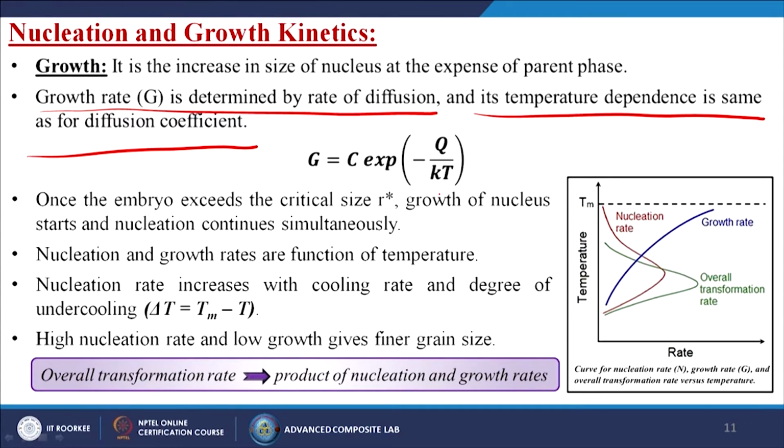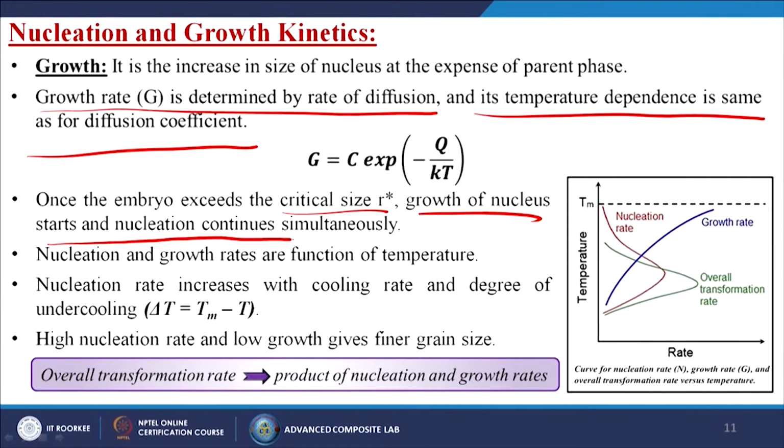Once the embryo exceeds the critical size r prime, which I have already told is the critical diameter, growth of the nucleus starts and nucleation continues simultaneously. Nucleation and growth rates are functions of temperature, which means not all embryos are going to be born. So, it should first reach the critical diameter, or maybe the critical radius, and then after that the nucleation or maybe the grain growth will take place.